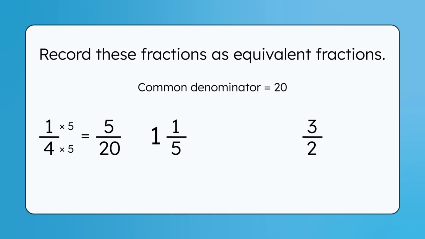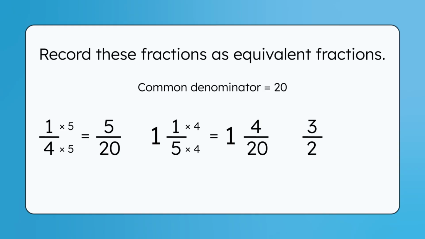Next is the mixed number 1 1/5. 5 times what equals 20? 4. That means this time you multiply the numerator by 4. Remember, just do this to the fraction part, not the whole part of the mixed number. That results in an equivalent mixed number of 1 4/20.